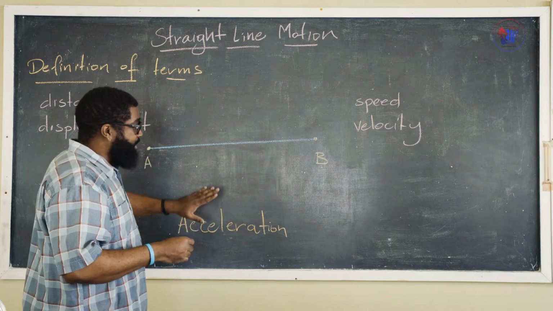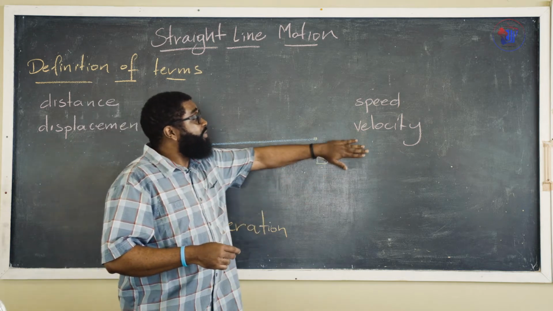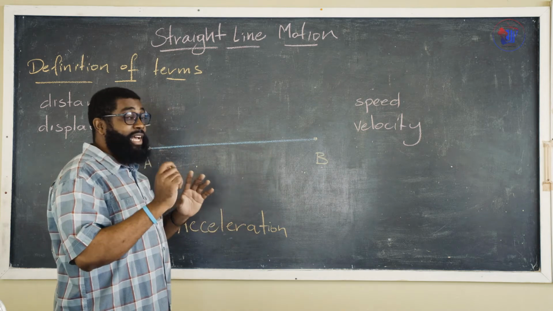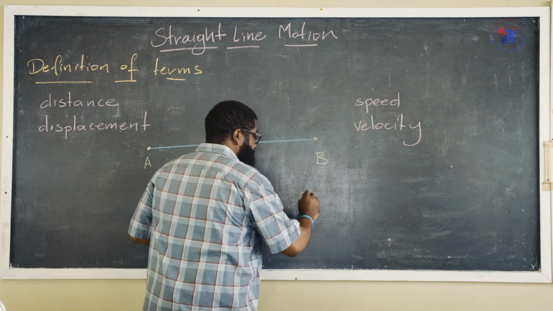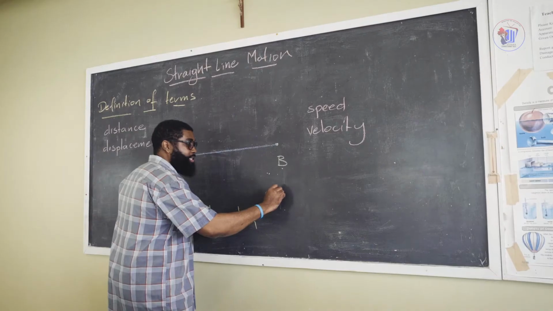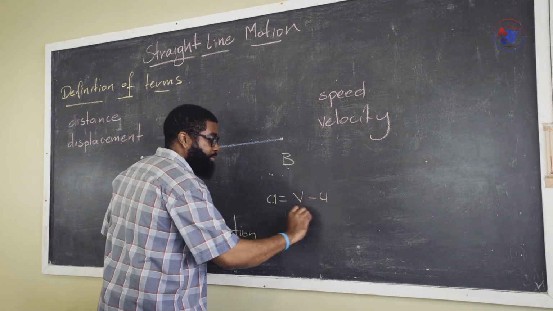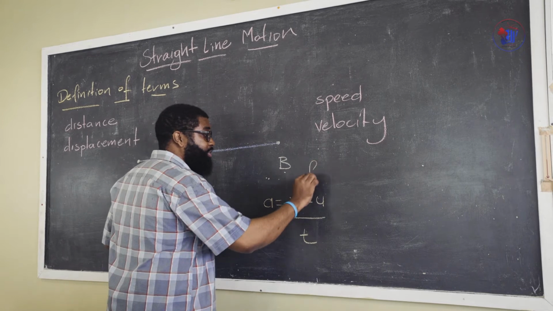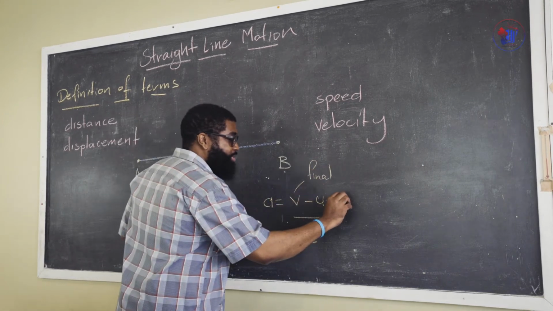Acceleration. Now, acceleration is very important because acceleration is the change in velocity over the time taken for that change to occur, and acceleration has a formula. It has a formula. Acceleration is equal to v minus u over t. V is your final velocity. U is your initial.